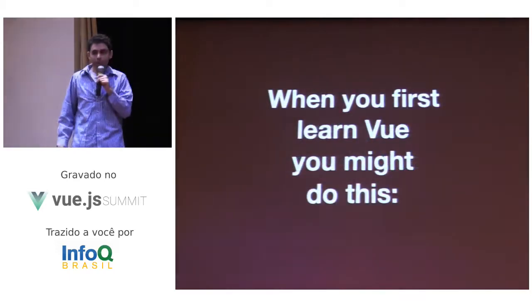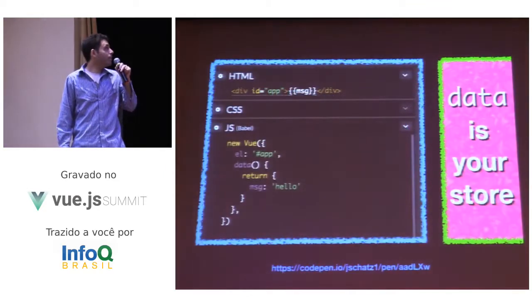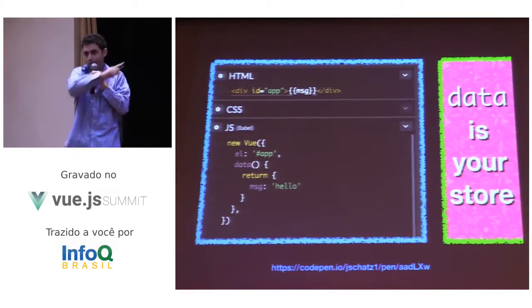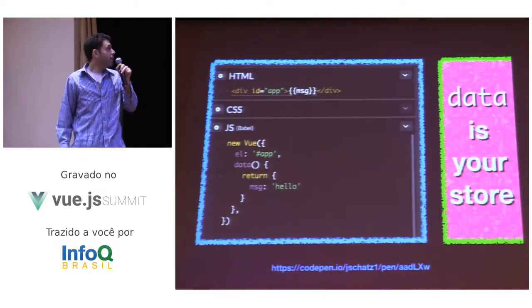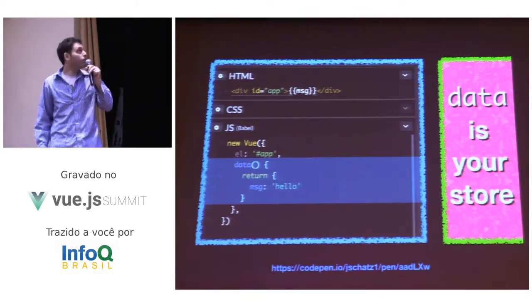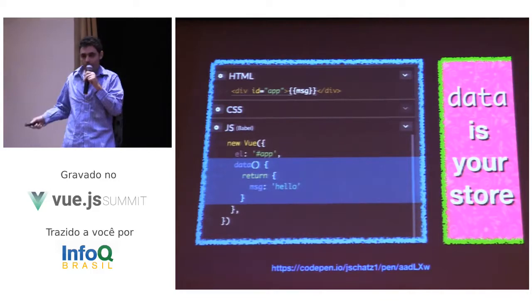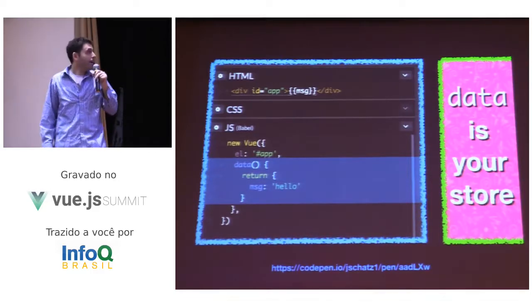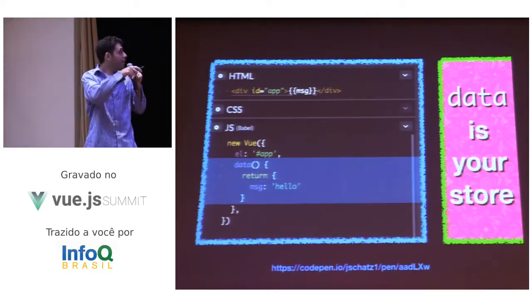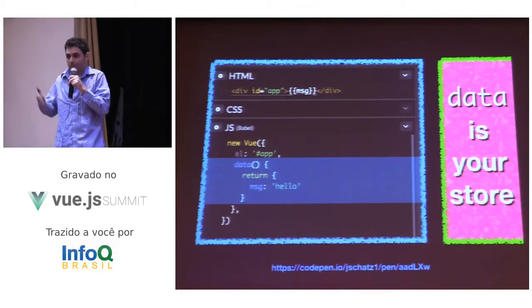And so when you first learn Vue, when you first write Vue for the first time, you'll do something like this, right? Here's your Vue application. This is in CodePen. And you have your data down here, and you return message hello, and then in the HTML you write hello in the curly braces in the handlebar. And so the data, the object that method returns, is your store. It's your state, right?